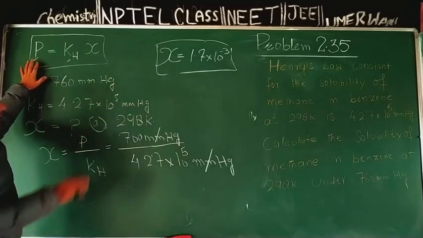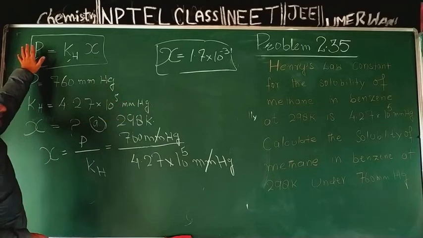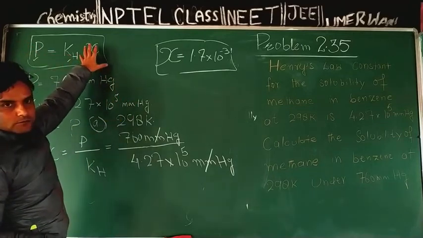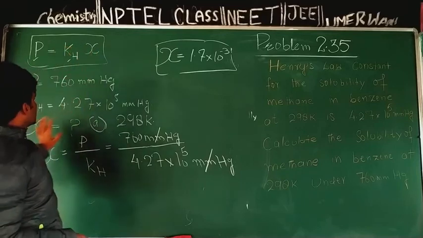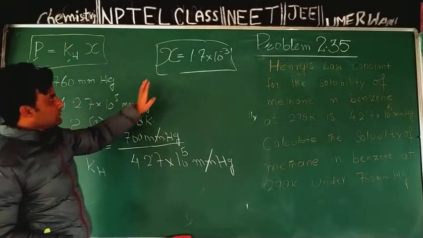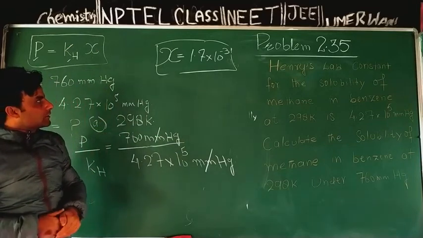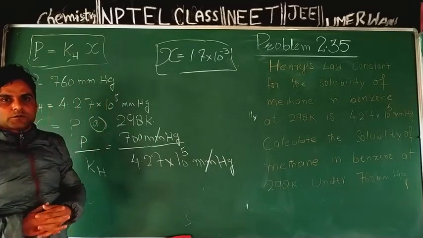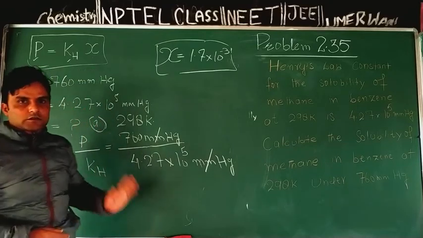And here I identified that the partial pressure of methane above benzene was given, and the Henry constant was given. I needed to calculate the mole fraction, which is equal to 1.7 times 10 raised to the power minus 3, and its physical significance is that it represents the solubility of methane gas in benzene at 298 Kelvin.